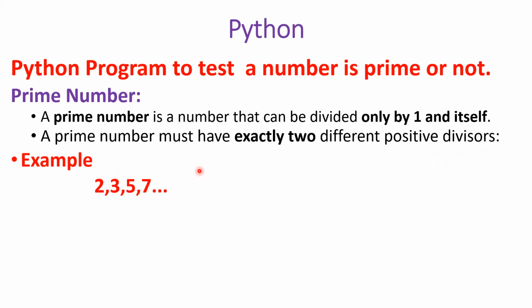11 is a prime number. It is divisible by 1 and 11. So, a number that can be divided only by 1 and itself is known as a prime number. We will write a Python program to check whether a given number is prime or not.